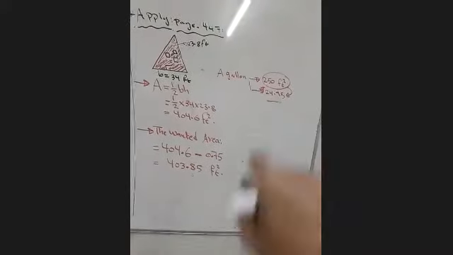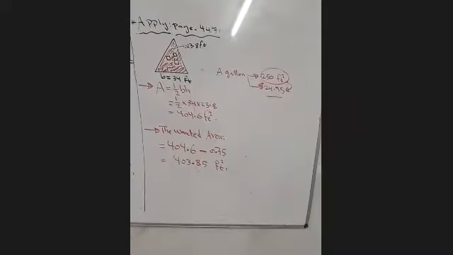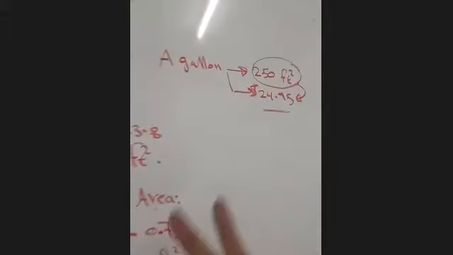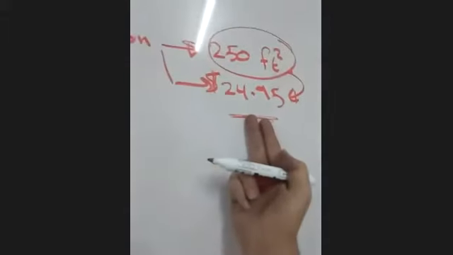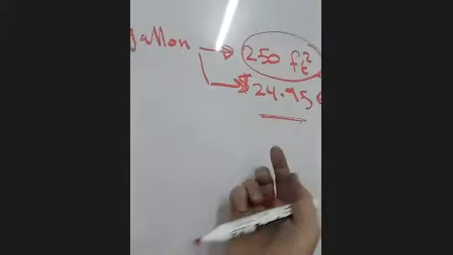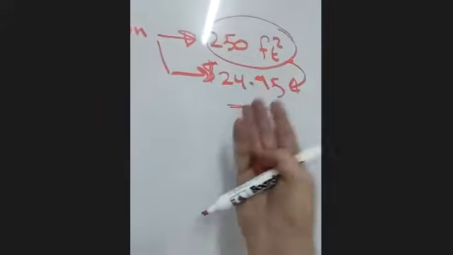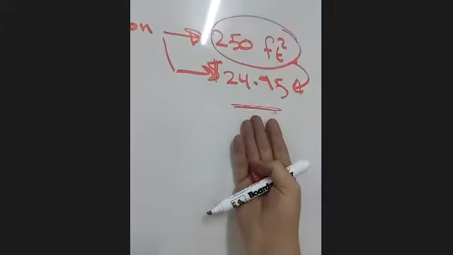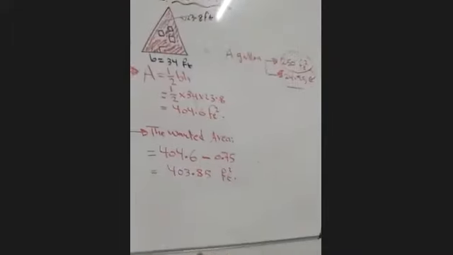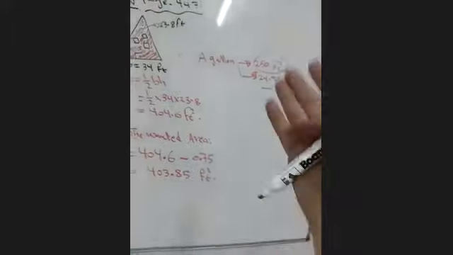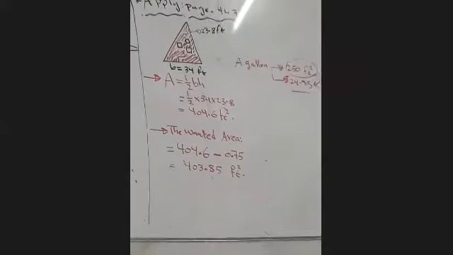Then I will use the 24.95, right? For example, if I need 2 gallons, I'll multiply 2 by this money, right? If I need 3 gallons, I'll multiply 3 by this money, right? So what I will do here to know how many gallons I need to cover the area.